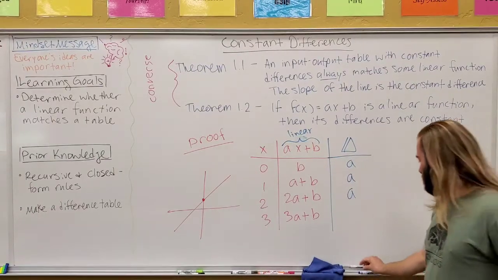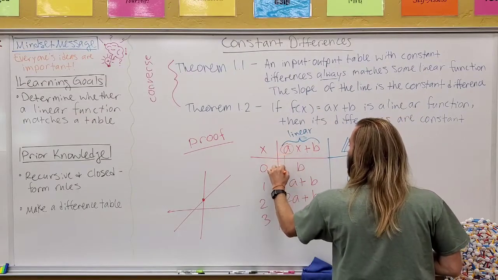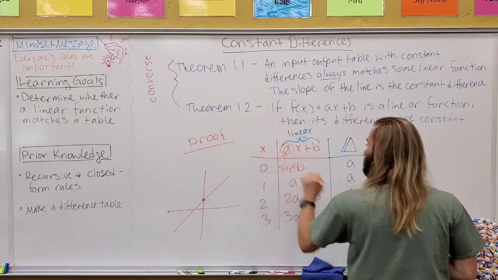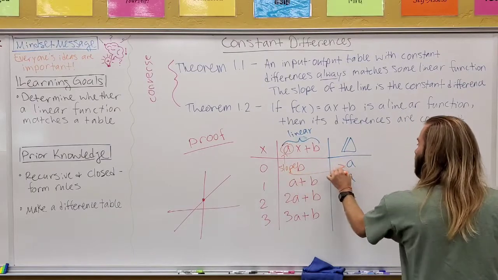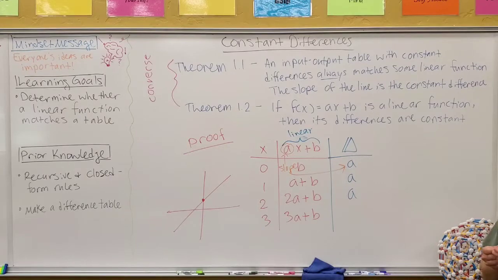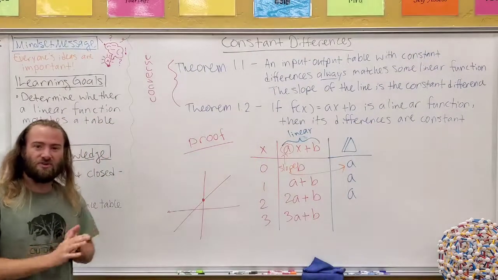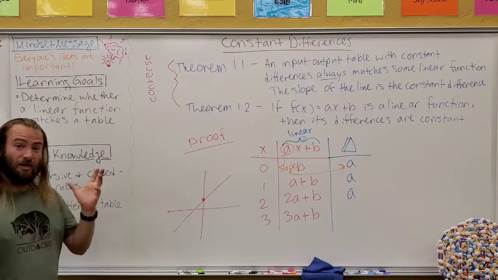And the cool thing is, like we said in the theorem, a is always the slope. Since we figured out that's the same as that constant difference, pretty much we've proven that rule. So, anyway, there's a nice conclusion to the lessons we've been doing lately, and that's a really important one.